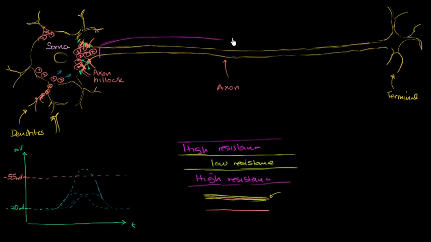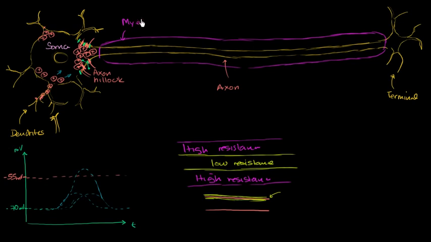So let's say we wanted to surround this whole thing with just one big grouping of Schwann cells. So one big myelin sheath, which is a good insulator. It does not conduct current well. So this right over here is just one big myelin sheath.